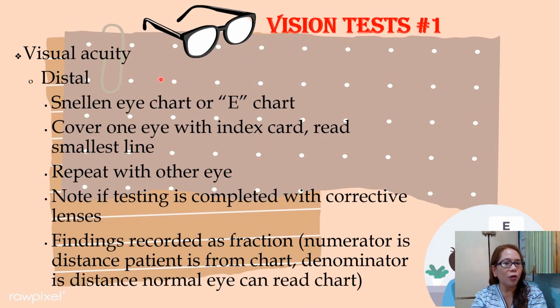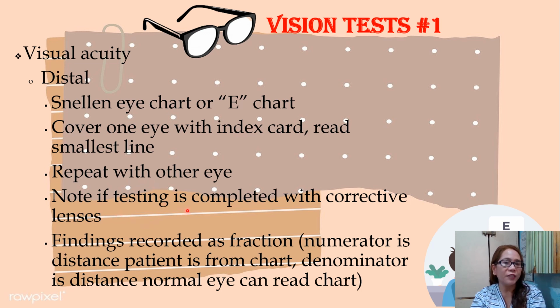Okay, to check for the visual acuity. Okay, this is our vision test number 1. So to test for the distal vision, okay, you have to use the Snellen chart or the E chart. And then you ask the client to cover one eye with an index card and then read the smallest line. Ano yun? Hanggang saan yung kaya niyang basahin? Of course, you have to let the client sit down at least 20 feet away from the Snellen chart. Repeat with the other eye.